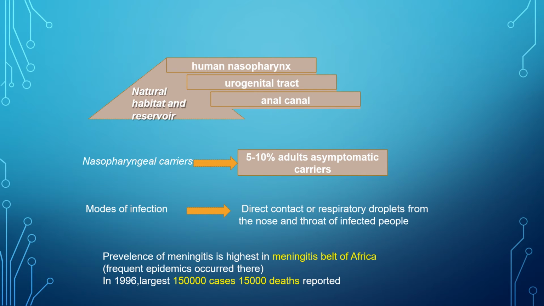The natural habitat and reservoir of this organism are the human nasopharynx, urogenital tract, and the anal canal. Mostly 5 to 10% of adults are asymptomatic carriers of this organism, so they are nasopharyngeal carriers. The major mode of infection is by direct contact or sometimes by respiratory droplets from the nose and throat of infected people. The prevalence of meningitis is highest in the meningitis belt of Africa.